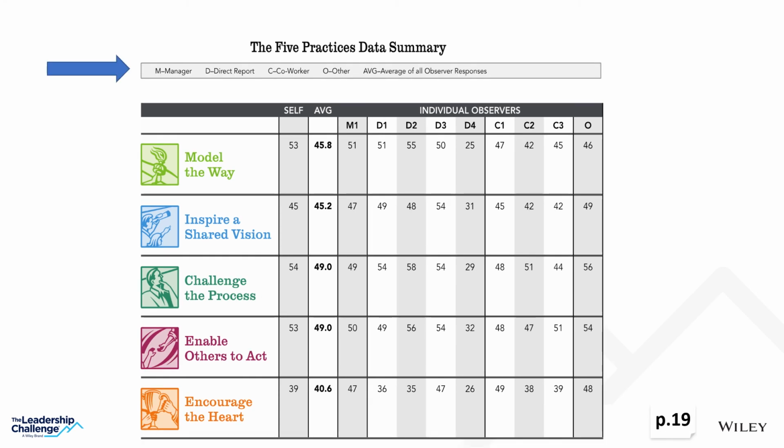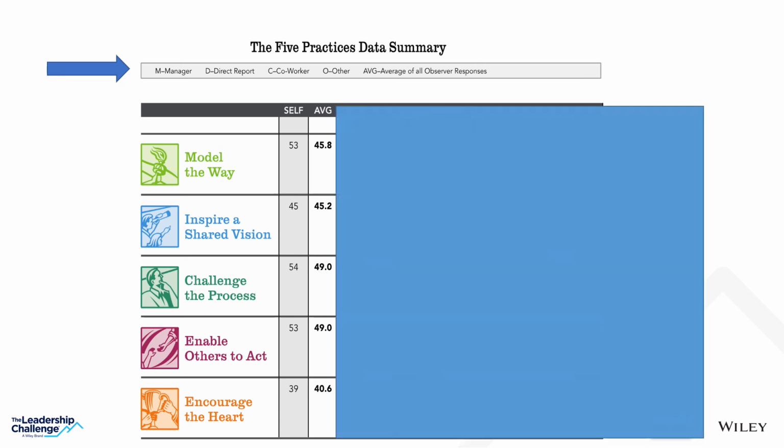Notice at the top, M is for manager, D is direct report, C is coworker, O is other, and AVG is for average of all observer respondents. So just take note of this. Is there anything that stands out to you here when you look at the average of all observer respondents and yourself? Are there any blind spots or challenges? Where is there alignment? Again, take notes on your thoughts here.